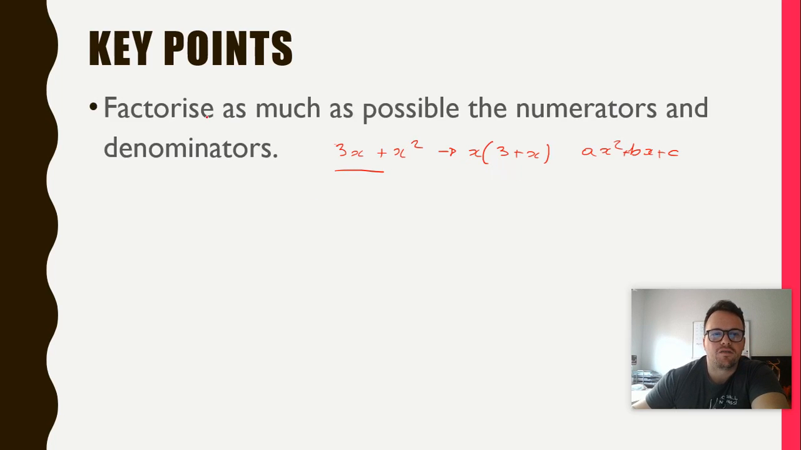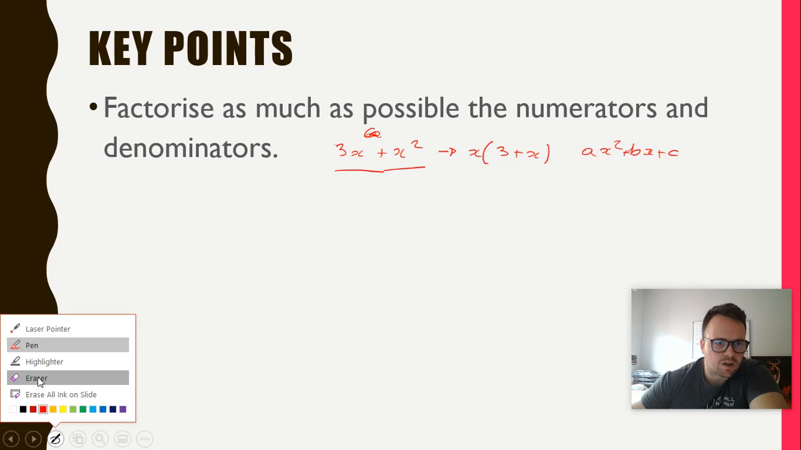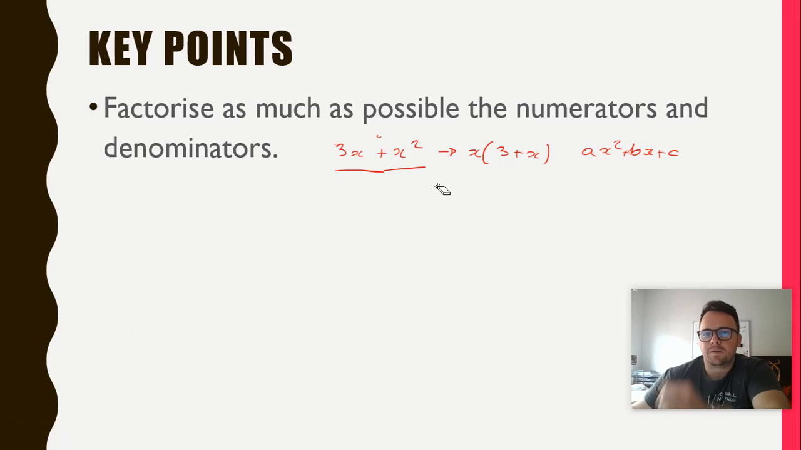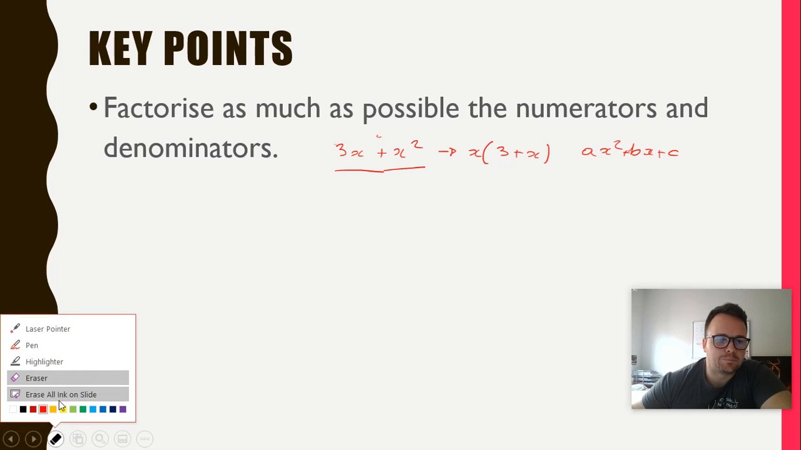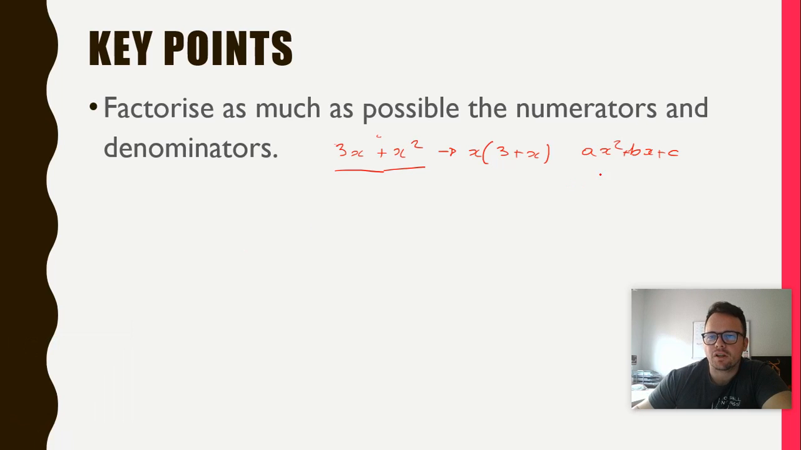So first, when multiplying or dividing algebraic fractions, make sure you factorize the numerators and denominators fully. I've given you an example here. You can have an algebraic expression such as 3x plus x squared, which is x times 3 plus x, or you can have a quadratic expression such as this one.